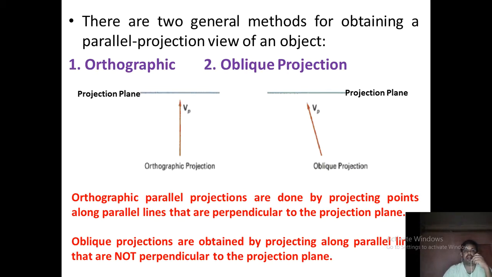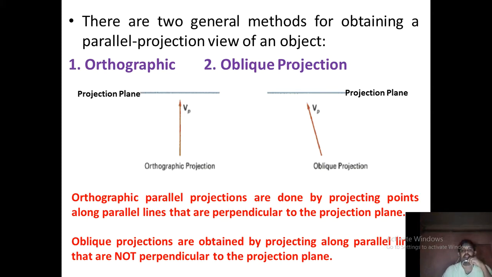Orthographic parallel projections are done by projecting points. Since we have taken a point, that's why I am discussing with the point. You can project any object. It is not only for points, you can project any object, right? As I told, if you project all parallel lines parallelly like this, then this is orthographic projection. But if you project from some side on the projection plane, for example like this, with some inclination, that is called oblique projection, right?